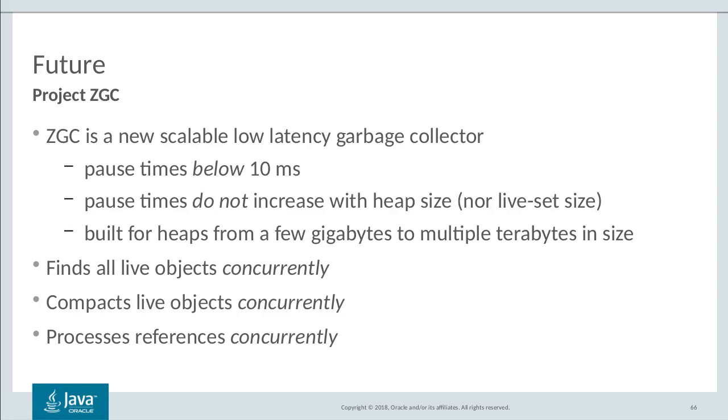Now, the key to achieving these low pause times below 10 milliseconds, even though the heap might be terabytes in size, is to do a lot of work concurrently. ZGC will find all live objects concurrently. It will compact these live objects concurrently, so the objects will be compacted as your Java program is running. We will not stop the JVM for compaction. And finally, it even processes references concurrently.